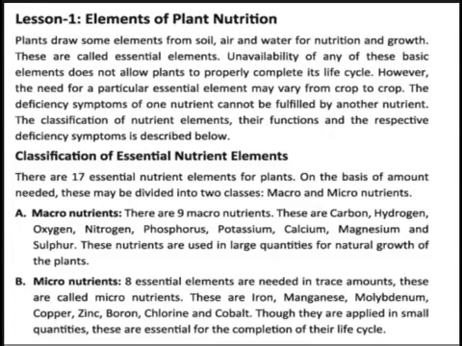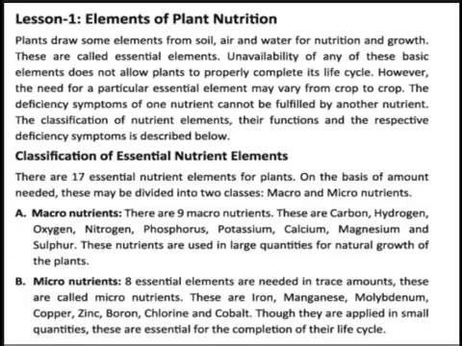Plants take some essential elements from three natural resources: soil, air and water. And unavailability of any of these basic elements does not allow the plant to properly complete its life cycle. Lack of any of these basic elements does not allow the plant to grow up properly for its lifelong cycle.